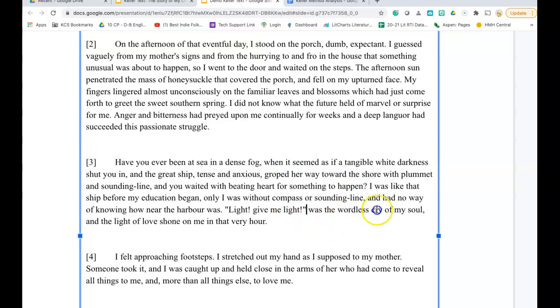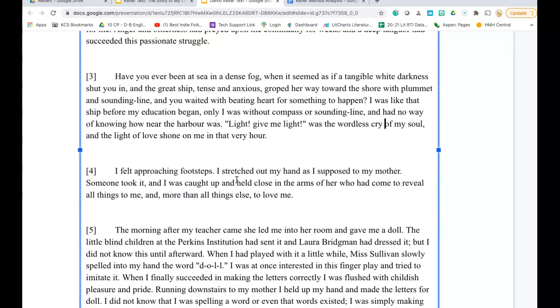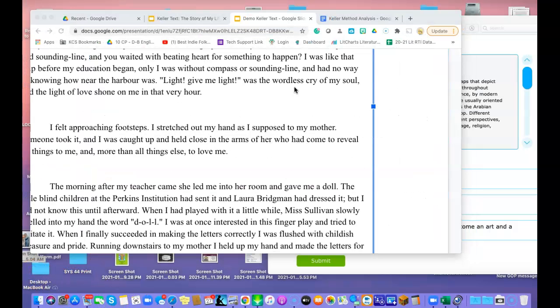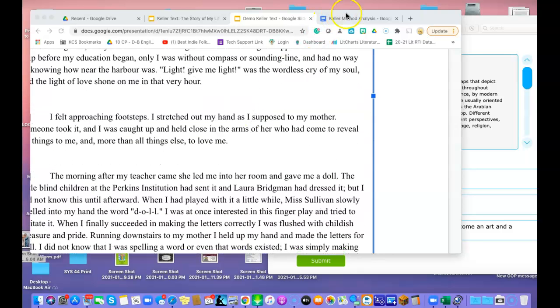And then, the wordless cry of my soul and the light of love shone on me in that very hour. This would be a metaphor. Love was like a light shining on her. She doesn't use "like," though, so it's a metaphor. And the wordless cry of my soul, that could be imagery, like a sound, but it's wordless. So I'm kind of thinking that could be personification of the soul. I don't know. That one is just very vivid. I think I've done enough there just to demonstrate for you.